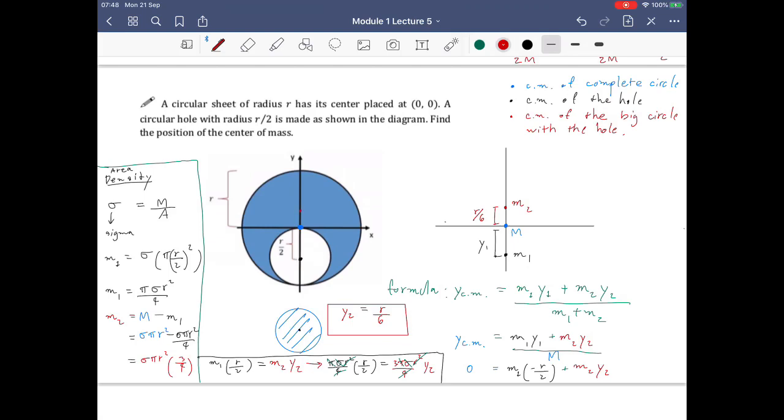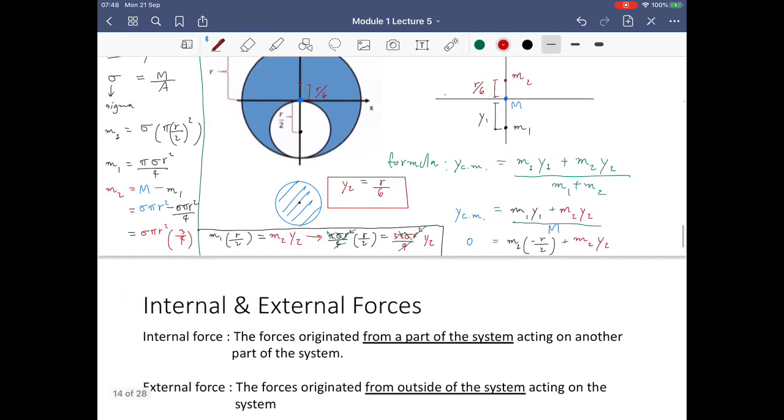In other words, the center of mass that we're seeking is this one, and it is at the position r over 6 above the origin. Okay, so this is how you do it. If this is unclear, please feel free to ask your lecturer or me or the TA later.